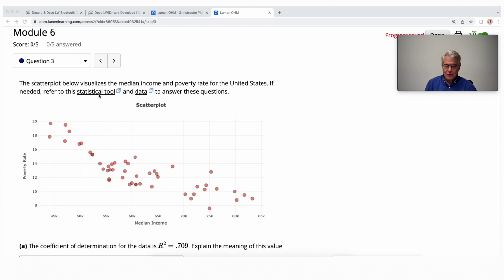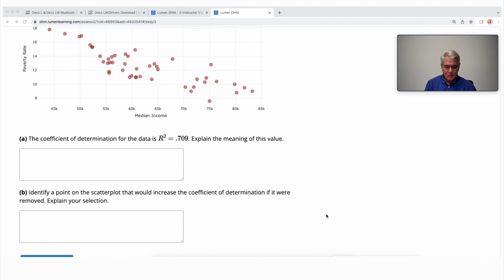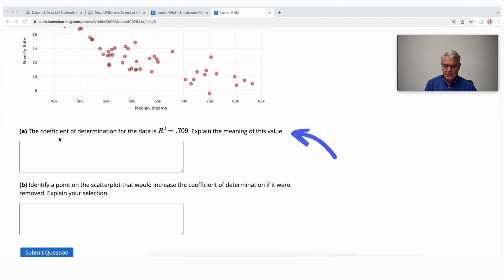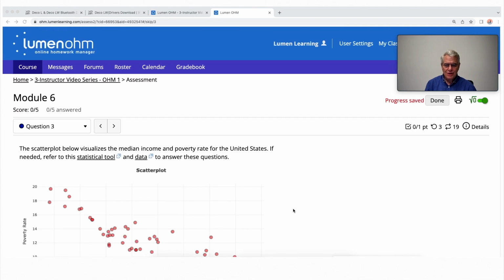So when we recreate this plot, we're going to put poverty rate in the Y position and median income in the X position, which is backwards from what we did last time, but it'll be okay. Then we are going to be asked to identify the coefficient of determination and explain what that means, and identify a point on the scatter plot that would increase the coefficient of determination if it were removed. We can do that. Let's get our tool.